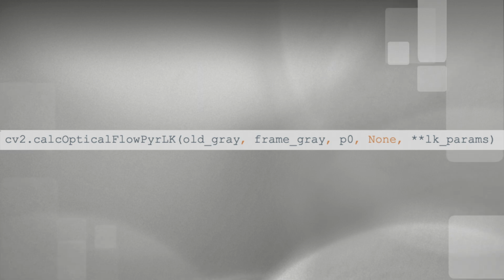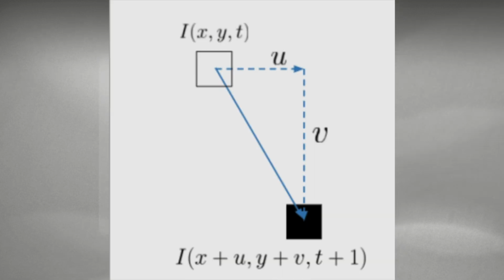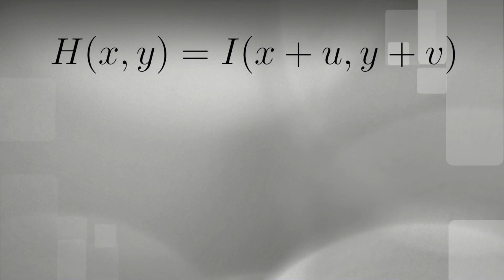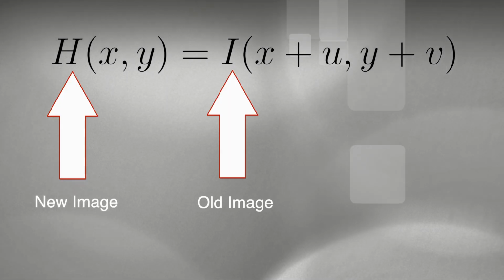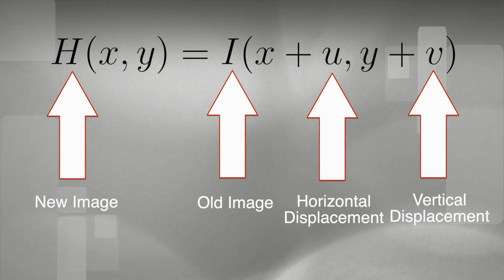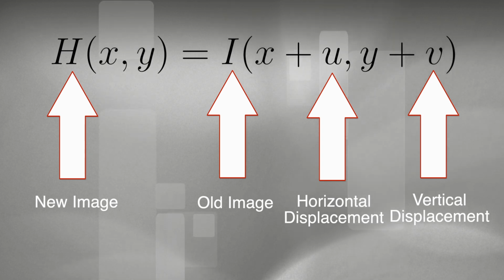A famous algorithm used to calculate optic flow is the Lucas-Kanade method, which is built directly into OpenCV. The main idea behind it is to directly calculate the motion vector at every pixel by calculating the displacement of pixels between consecutive frames. Take a look at this equation. H is the new image and I is the old image. This equation is basically saying that the new image is just the old image with its pixels shifted in the horizontal and vertical direction by particular delta values, namely U and V. The job of the Lucas-Kanade algorithm is to determine these U and V values.